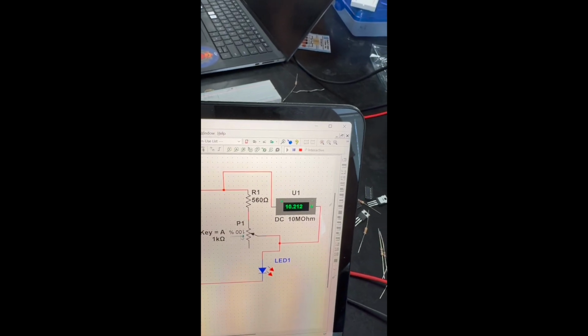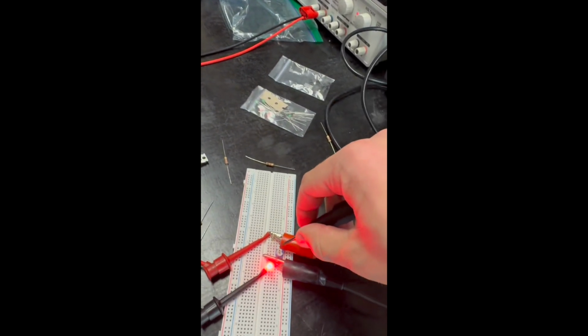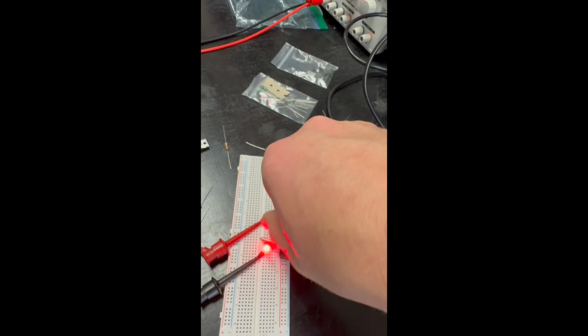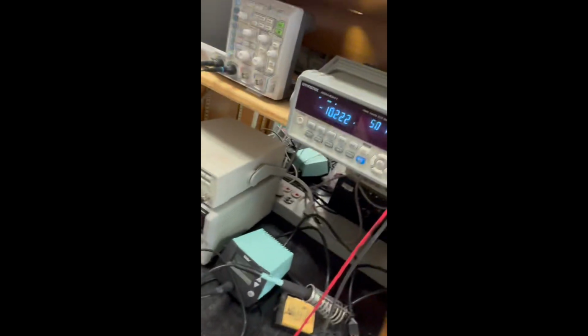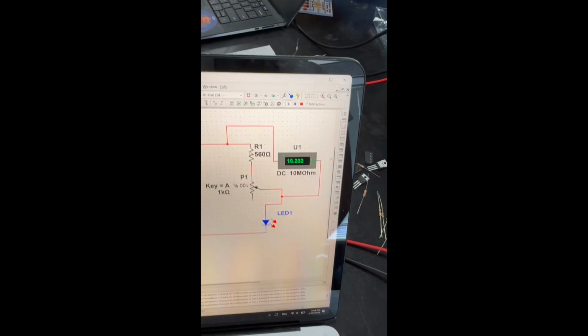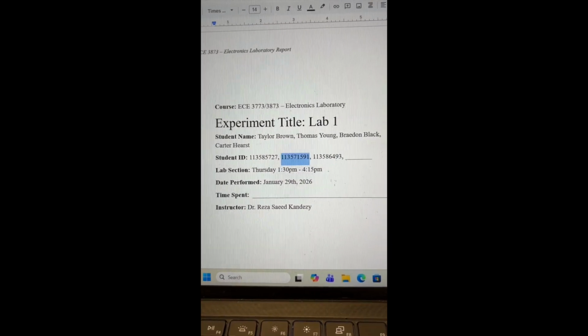Now it's at 100%. Checking that, and it's within 10K. Let me look. Lessened more. 10.222. 8K. This is at 10.232. This is 10K.